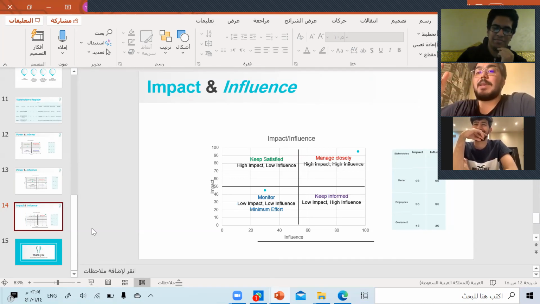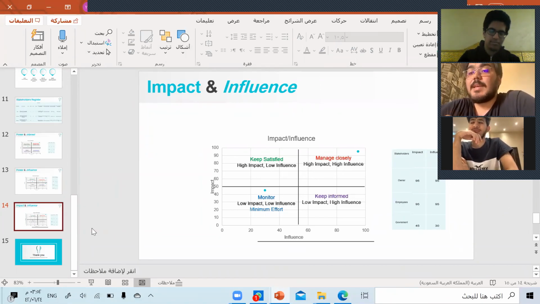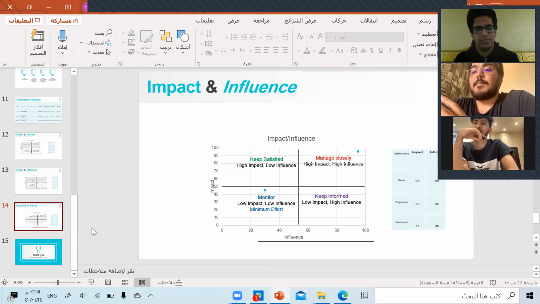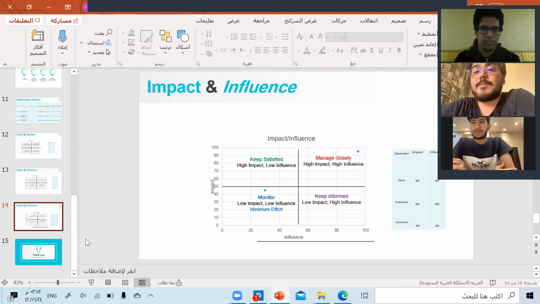So they will all be in the first quarter, which is the high one. They have high impact and also high influence. But if you look at the government, we will see that they will be in the fourth quarter because the impact is 45 and the influence is 30. But we should keep them informed and monitored, because with any decision they may go to the first quarter or the second quarter, which are manage closely and keep satisfied. Next, please.